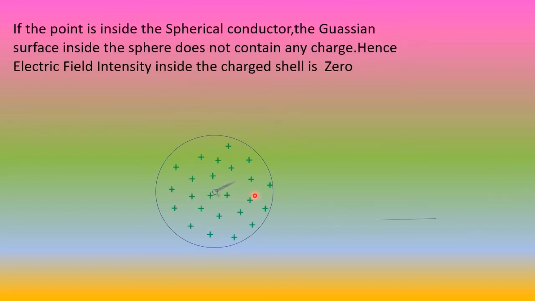If P is inside the spherical conductor, the Gaussian surface is inside this sphere. So the Gaussian surface does not contain any charge. The electric field intensity inside the charged shell is 0.